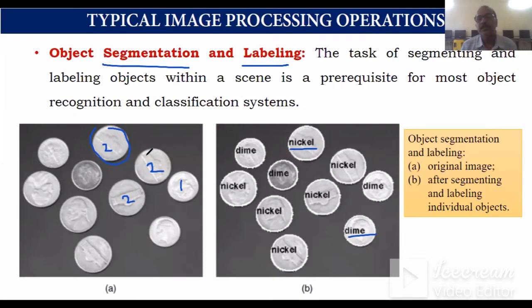So that is one of the examples, object separation and labeling. So the object will be separated. So here in this image the algorithm will separate the objects, and depending on the features of the object we can give the labels of that.